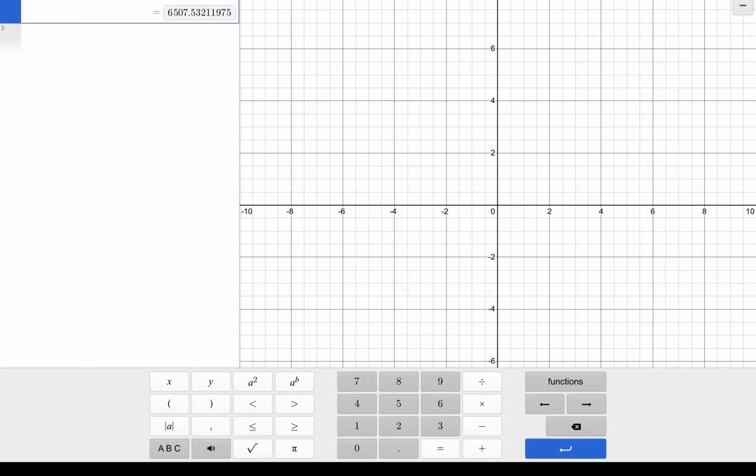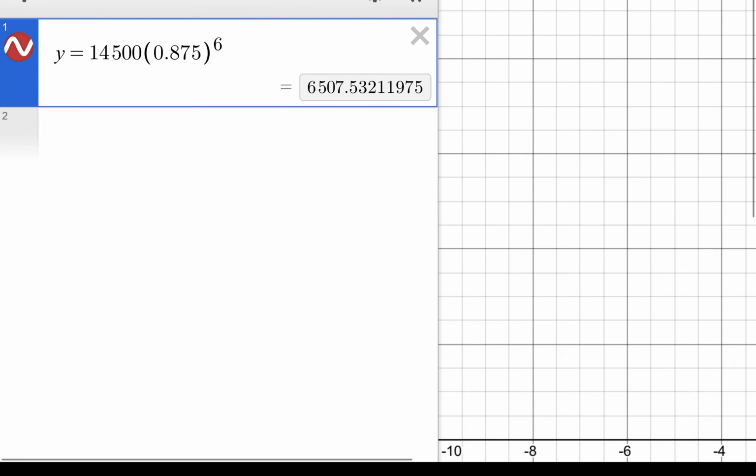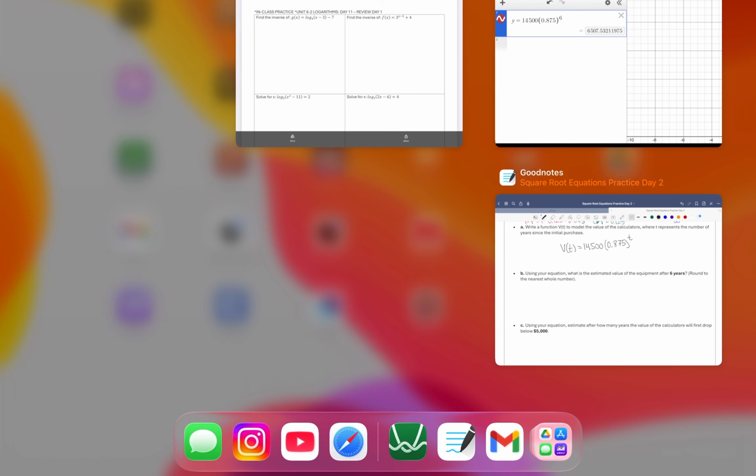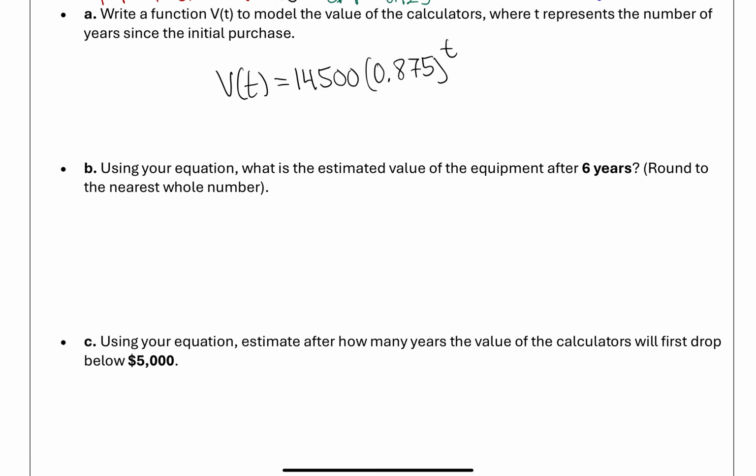Okay. And look at that. We ended up with $6,507.53. But if we round to the nearest whole number, this will be what? $6,508, correct? All right. So let's go ahead and put this onto our document. It's $6,508.